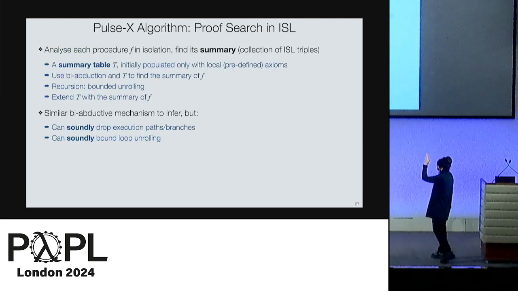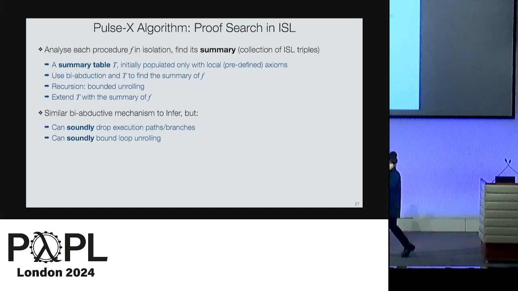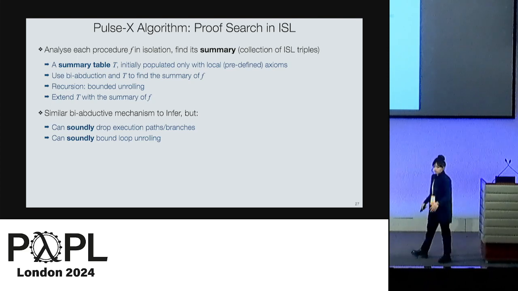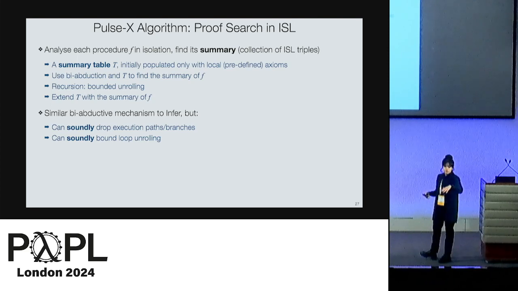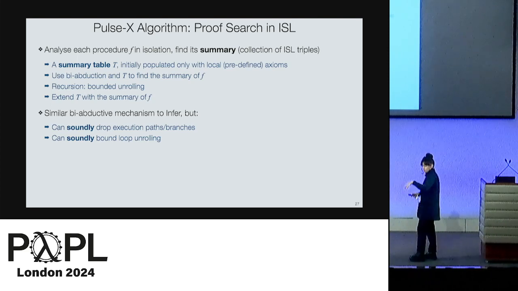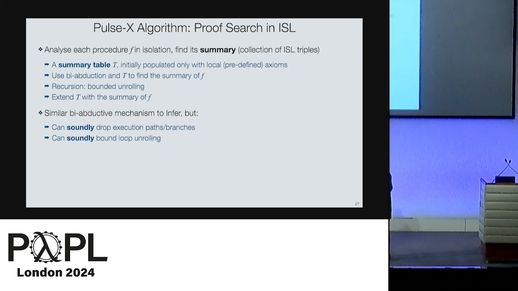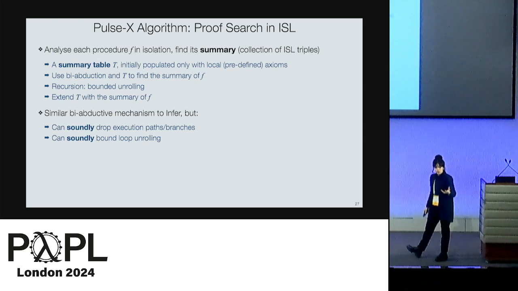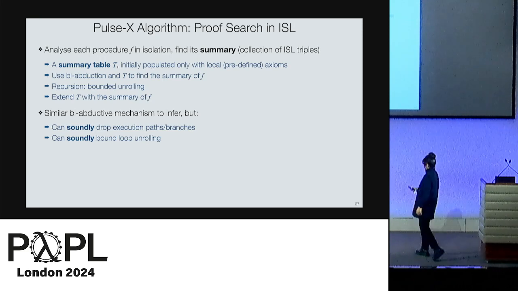Right, so to do this, we analyze each procedure F in isolation and come up with its summary. To do this, we have a summary table for F. Initially, we only assume that we have these local axioms of primitive operations like heap update, heap lookup, and so on. And then we use bi-abduction, which you don't need to know the details of, to come up with the summaries of these procedures. And every time we do, we extend this summary table with the new summary. And for the bi-abductive mechanism, we did not implement anything new.